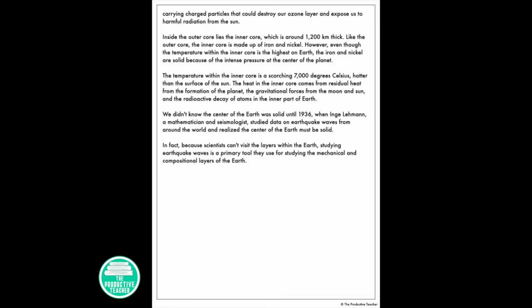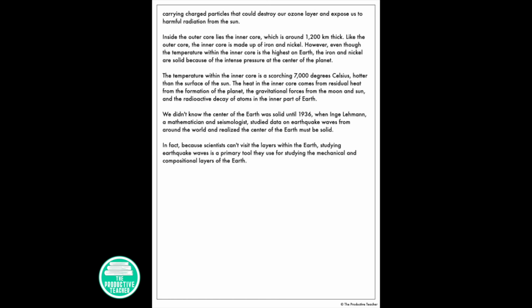Inside the outer core lies the inner core, which is around 1,200 kilometers thick. Like the outer core, the inner core is made up of iron and nickel. However, even though the temperature within the inner core is the highest on Earth, the iron and nickel are solid because of the intense pressure at the center of the planet. The temperature within the inner core is a scorching 7,000 degrees Celsius, hotter than the surface of the sun.